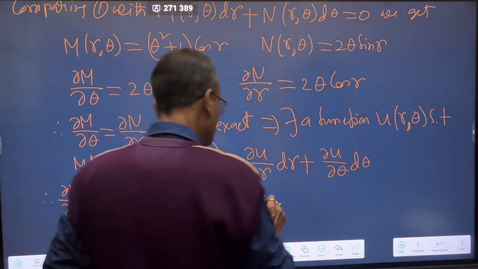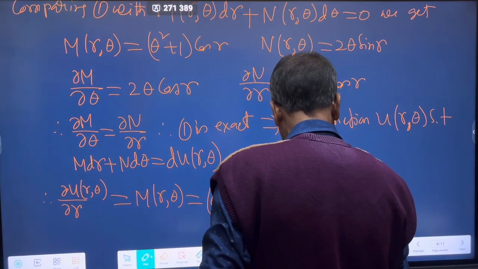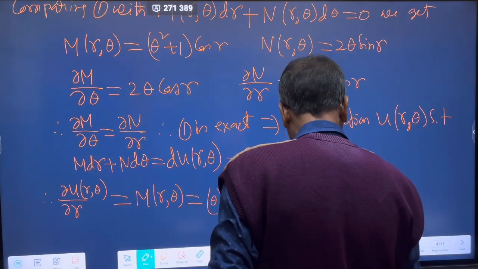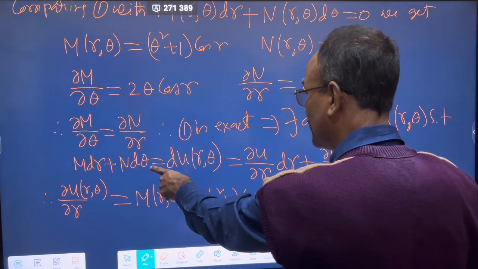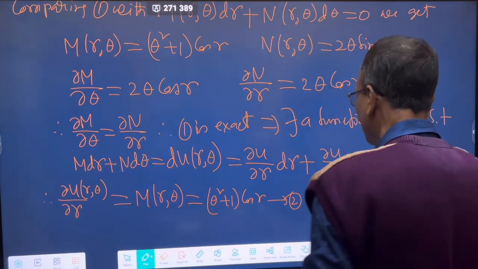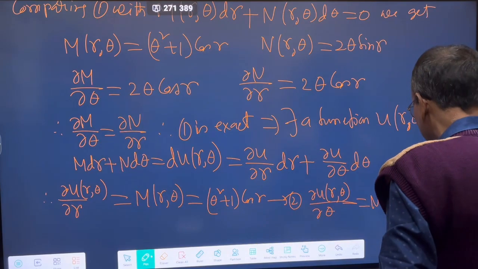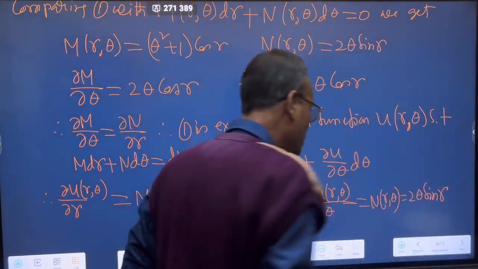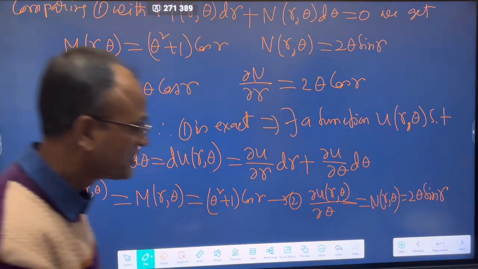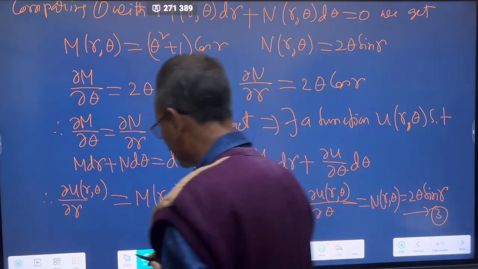Suppose this is number 2. ∂u/∂θ will be equal to N. What is N? It will be 2θ sin r. Suppose this is number 3. This is 2 and this is 3.